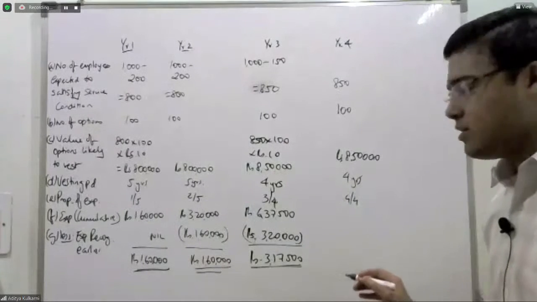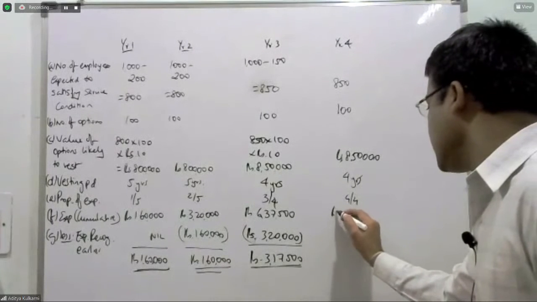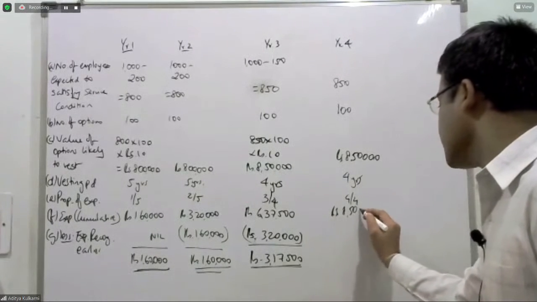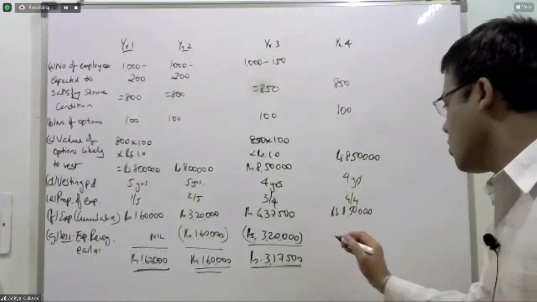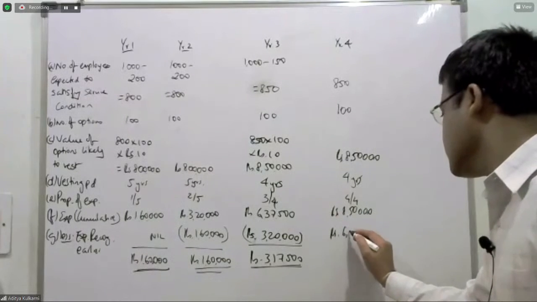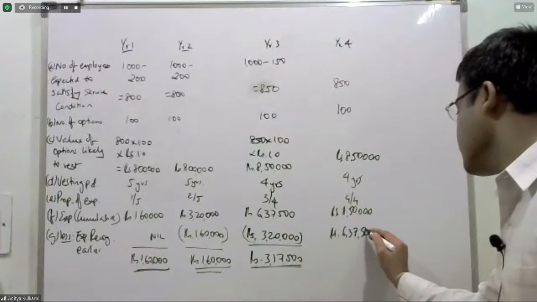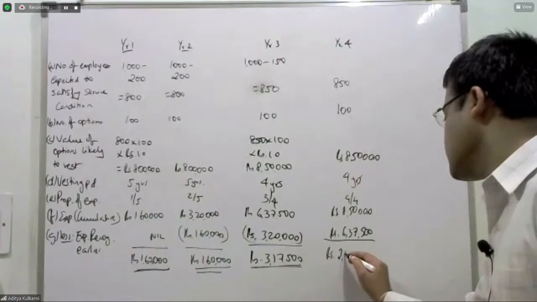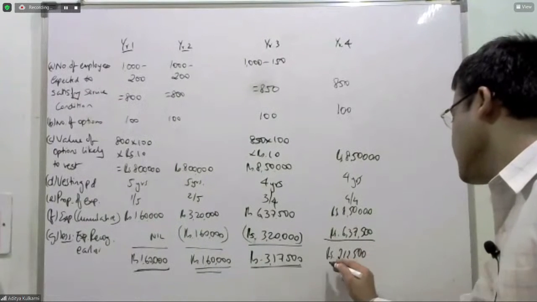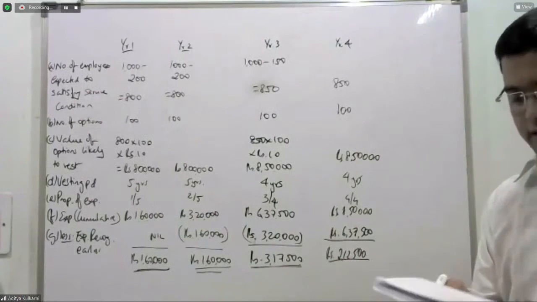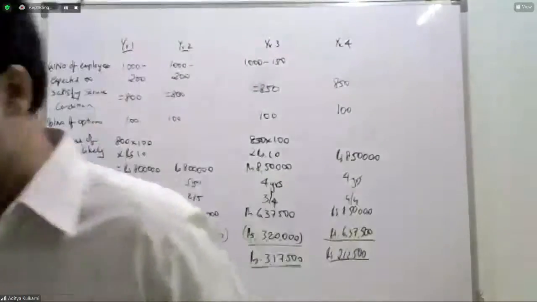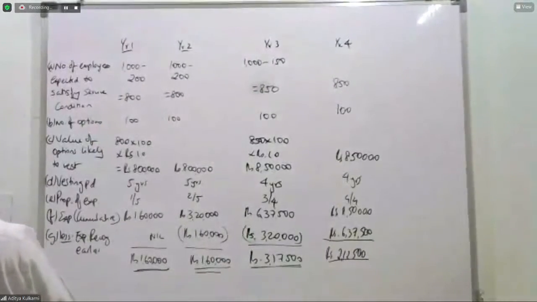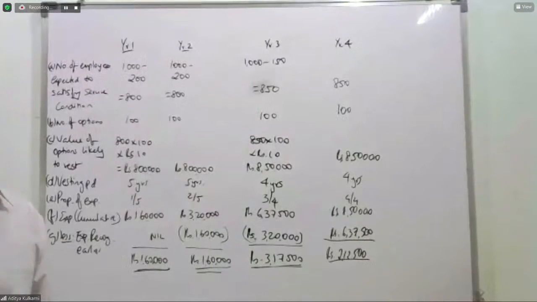So therefore, this will be 8,50,000 minus what you have recognized earlier, 6,37,500. So when you subtract, the last year's expense will be 2,12,500. Excellent. Yeah, Neha, 2,12,500. Good.